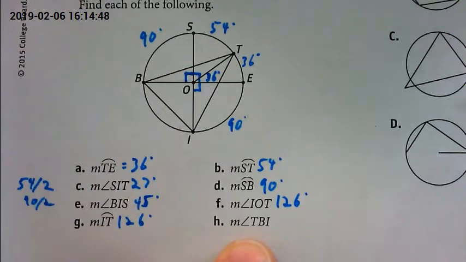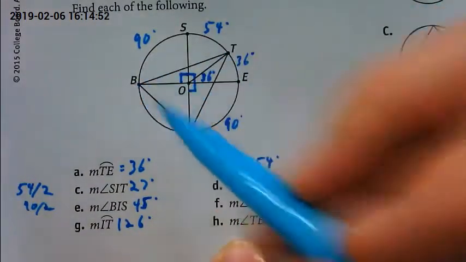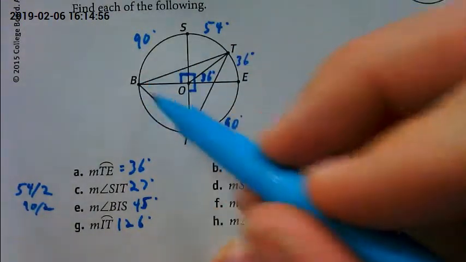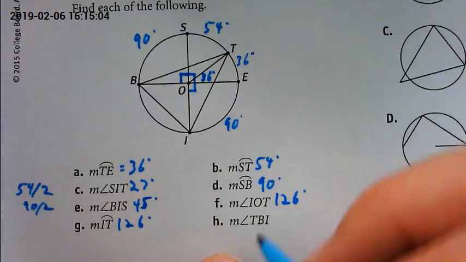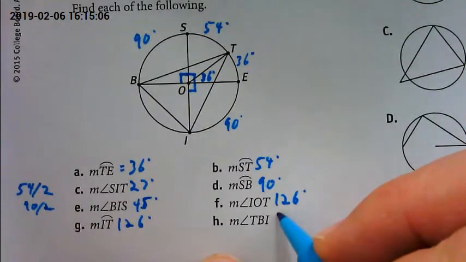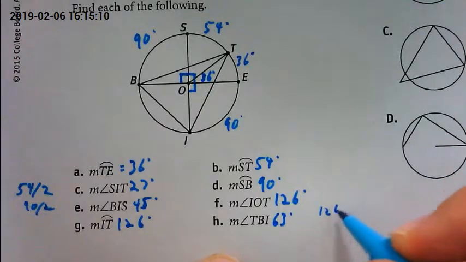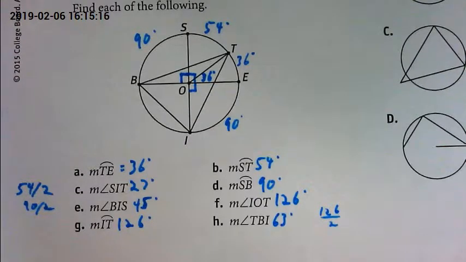The final one there, TBI. So this angle here. So it's going to be half of what? Half of the 126. So 63. Again, we did 126 divided by 2 to get 63. Any other questions there?